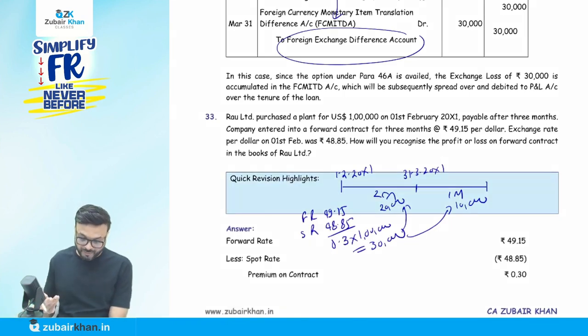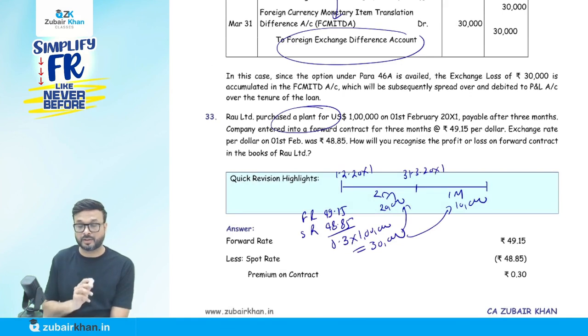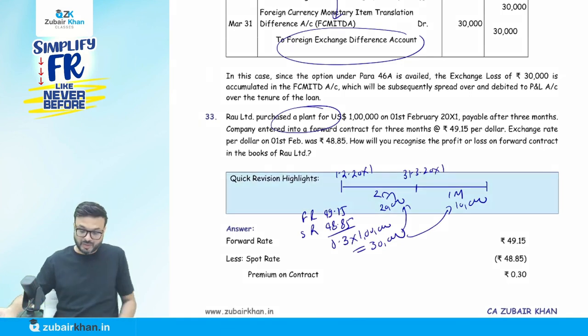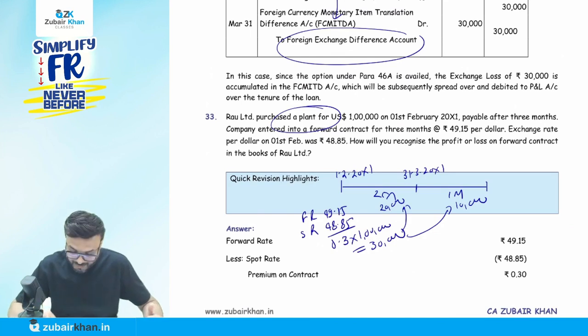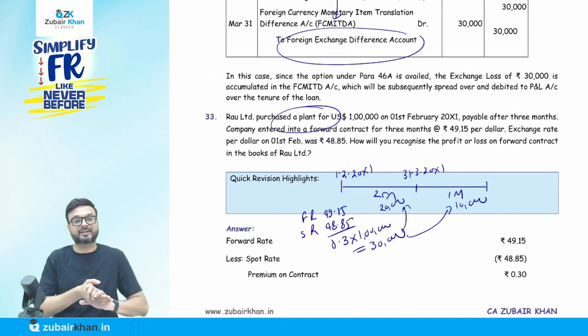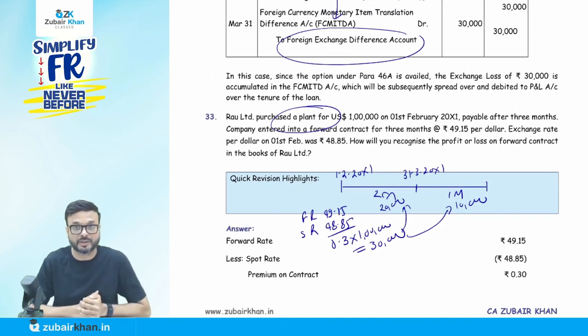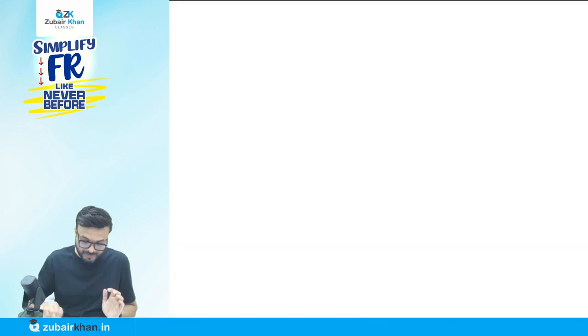Now, why is it not speculative? Because we purchased a plant, so it is non-speculative. Now, this is all about Accounting Standard 11. If you want to say anything, you can comment in the comment section. So this is all about Accounting Standard 11.